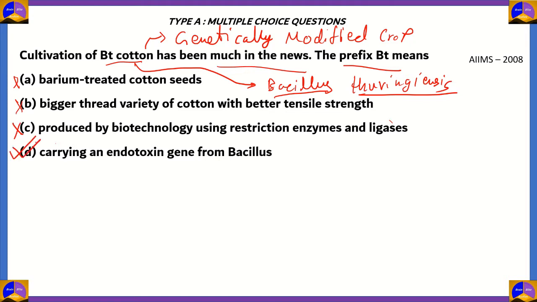The right answer is option D, carrying an endotoxin gene from Bacillus. So the Bt stands for Bacillus thuringiensis. The endotoxin gene in question is the cry gene, which produces the cry protein that creates crystals in the plant. When ingested by pests, they become active, thus killing the pests. And that's why option D is the correct option for this question.